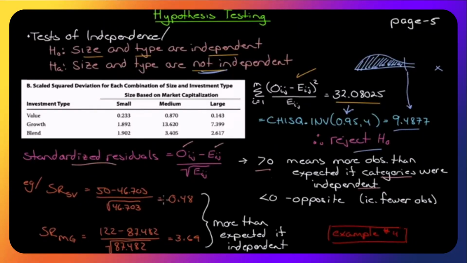So let's take 2 of the cells. We'll take S and V, that's small and value. We'll take MG, which is medium and growth. So we're looking at these 2 numbers here.